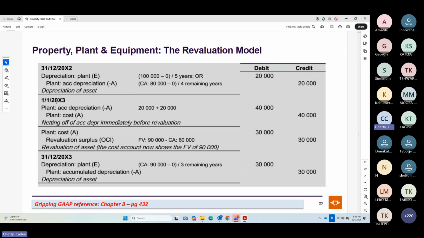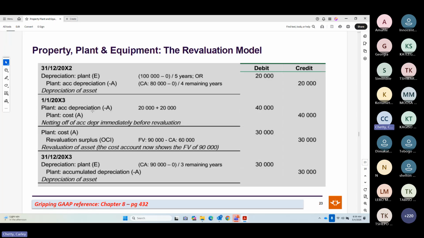So we're going to say debit plant accumulated depreciation, and we're going to take the depreciation of 20,000 from 20x1 and 20,000 from 20x2. And then we're going to credit plant cost with 40,000. So here we are simply doing a set off. We are setting off the accumulated depreciation against the plant cost, and we do it just before the revaluation. You'll see the fair value is given on 1 Jan 20x3. We are doing the set off on 1 Jan 20x3.